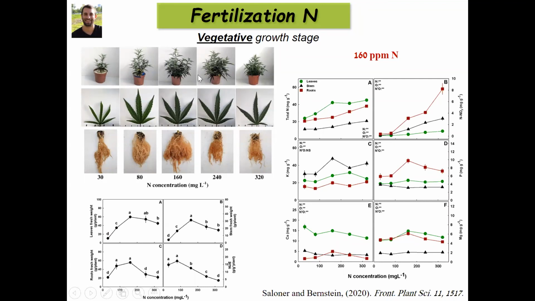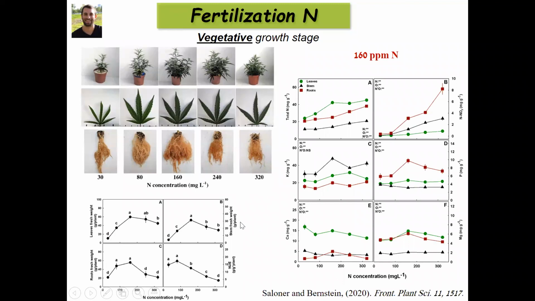What we can see immediately, even before looking at the graphs, is that under 30 ppm the plants are very small and undeveloped. 80 ppm is kind of borderline, and 160 looks great. We can also see this from the way the leaves look. And if we look at biomass, for example leaf biomass, it increases all the way up to 160, and so do the stems and roots.